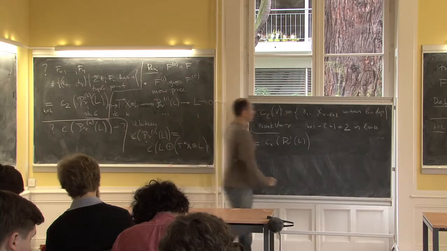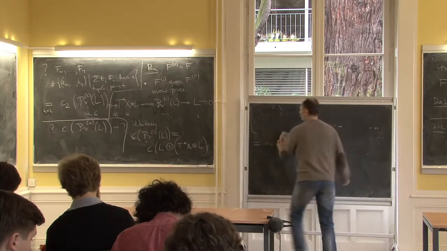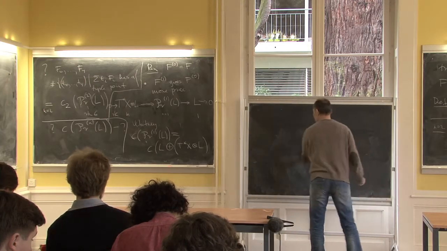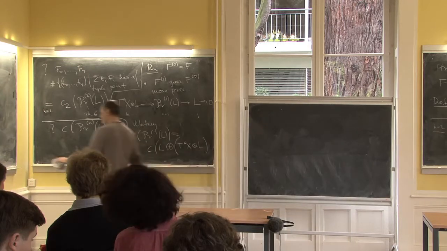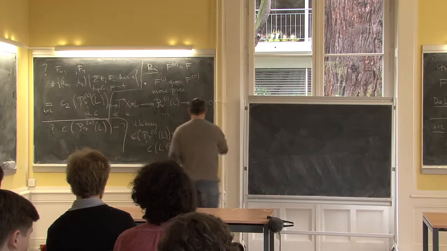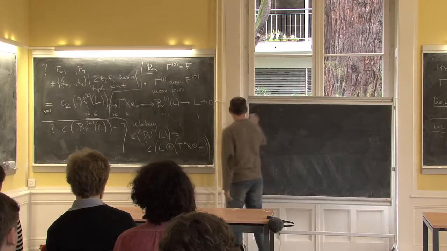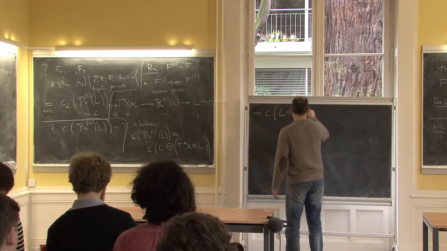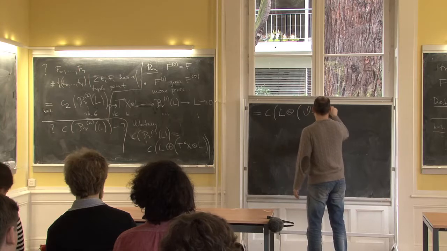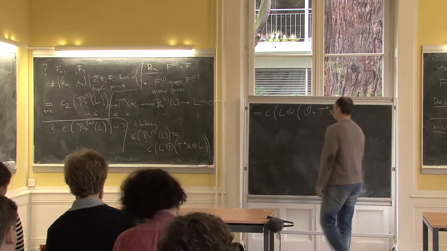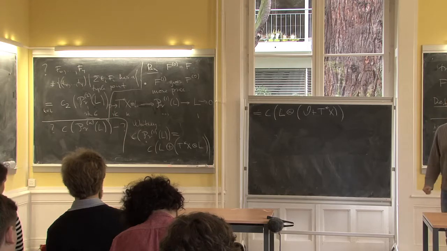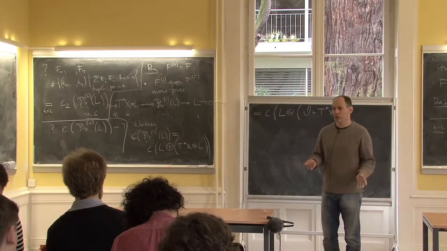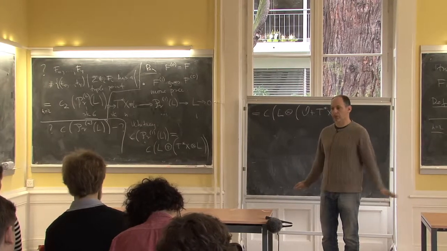So if you like, I can even write it this way. I can write this as C of, if you like, L tensor, and then I just have O plus T star X. And so this is true. Okay, so I converted at least this PR, which was kind of this strange bundle, we didn't even know what it is, now to some bundles that we perfectly know what they are.